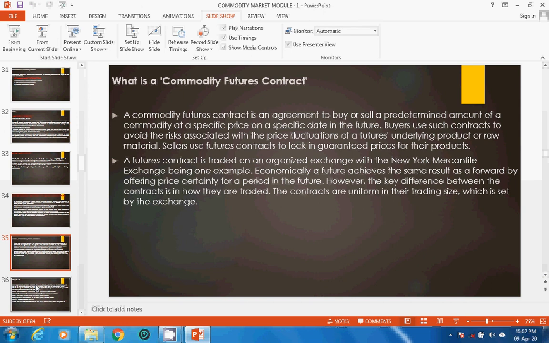Economically, a future achieves the same result as a forward by offering price certainty for a period in the near future. However, the key difference between the contracts is how they are traded. The contracts are uniform in their trading size, which is set by the exchanges.